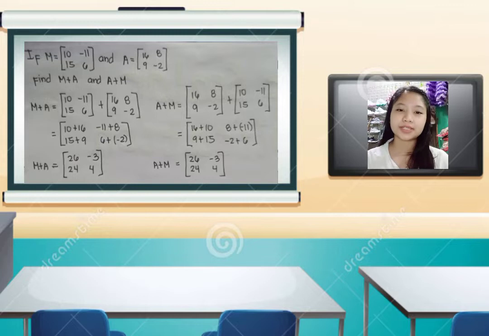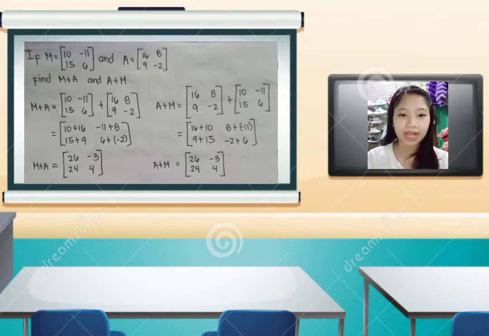Now, we will add the corresponding elements of the two matrices. So 10 plus 16, negative 11 plus 8, 15 plus 9, and 16 plus negative 2. We will find the sum of the corresponding elements of each matrix. So 10 plus 16 is equal to 26, negative 11 plus 8 is equal to negative 3.